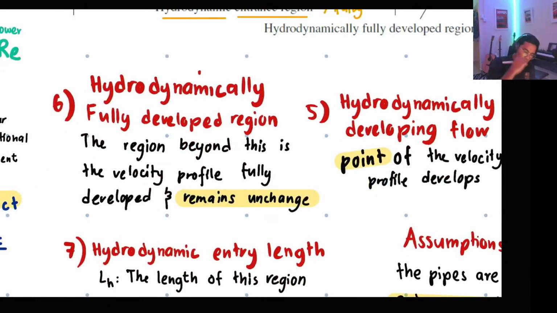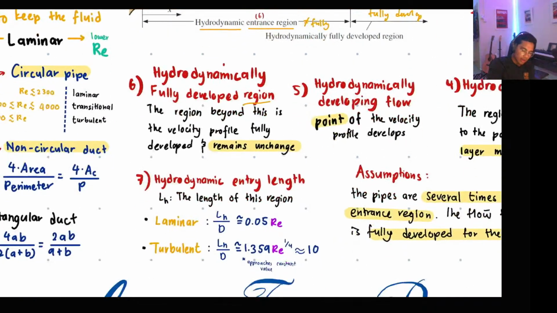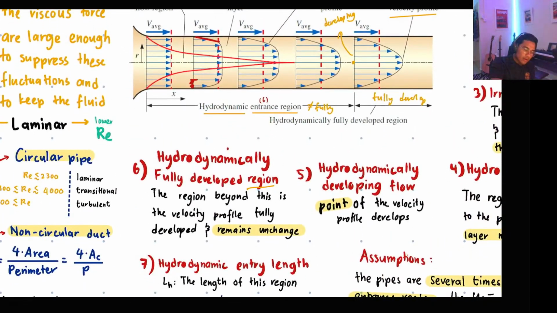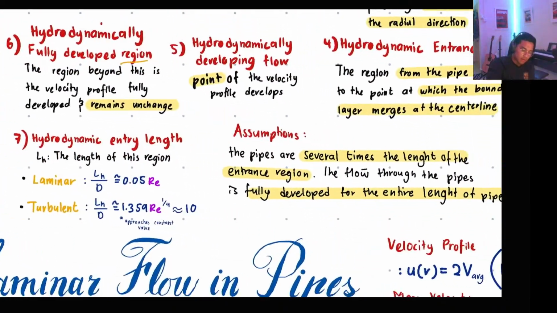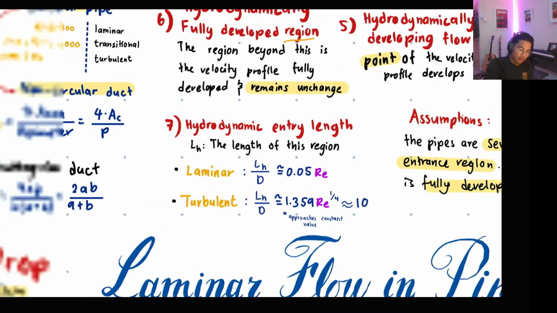Region is like an area. This region here is the entrance region. This region here is the fully developed region. The hydrodynamic entry length is the length of the entrance region itself. That is quite straightforward. This is the formula for laminar and turbulent entry length.